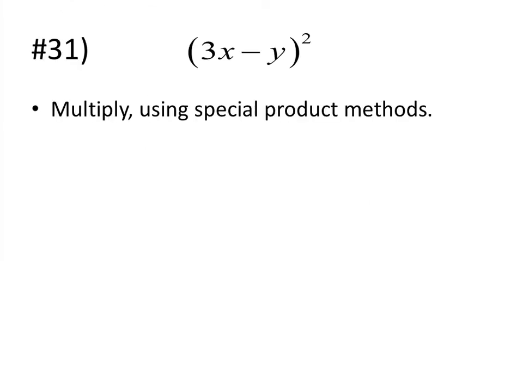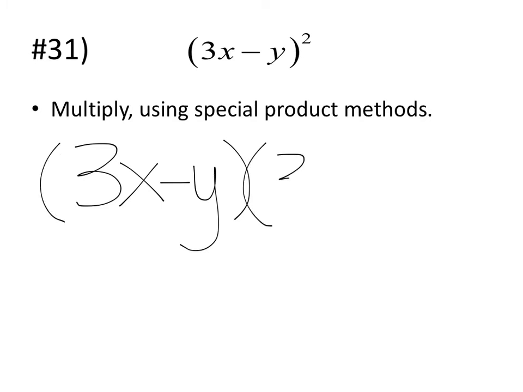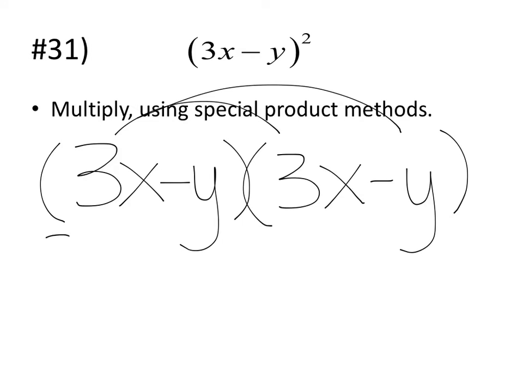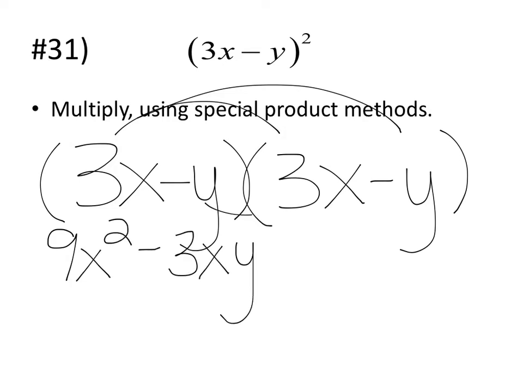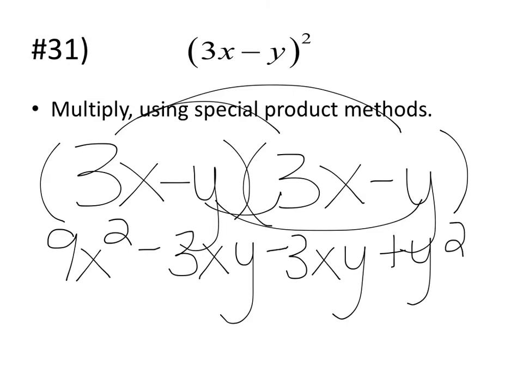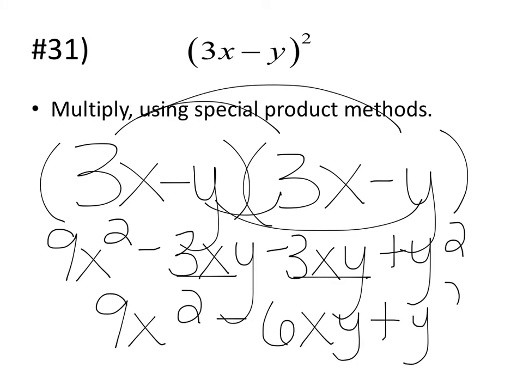Okay. 3x minus y squared is 3x minus y times 3x minus y. So when you distribute, you get 9x squared minus 3xy, and then you distribute the negative y, you get negative 3xy plus y squared. Combine your like terms, you get 9x squared minus 6xy plus y squared.